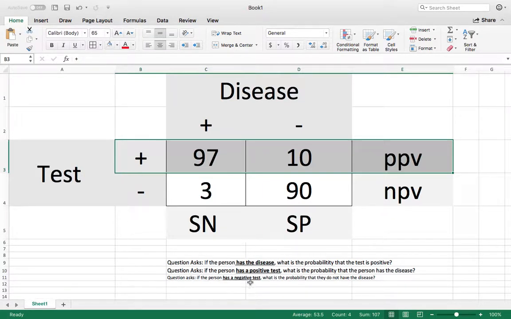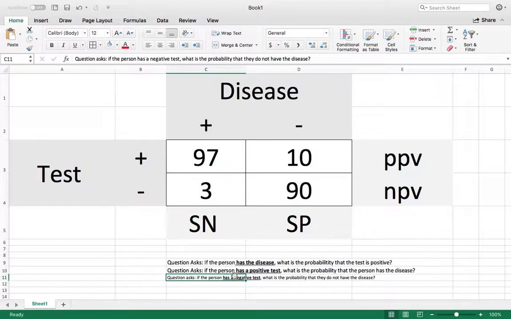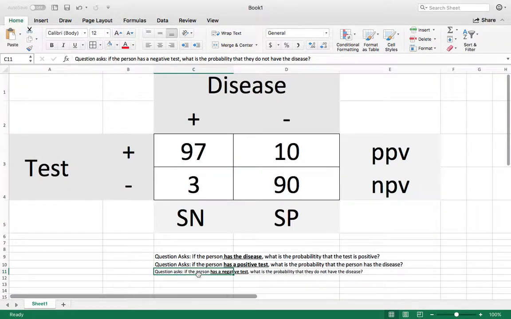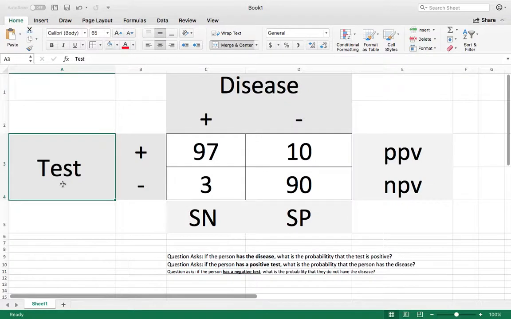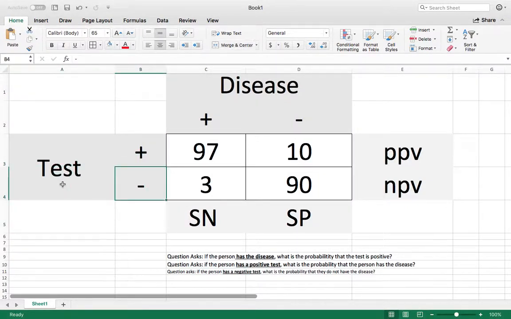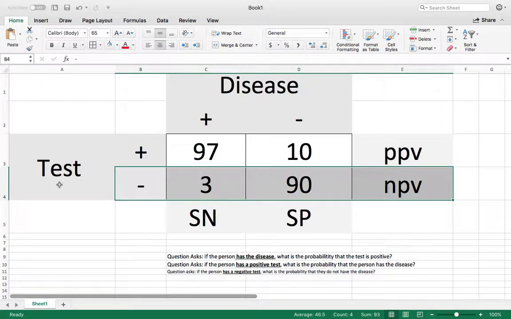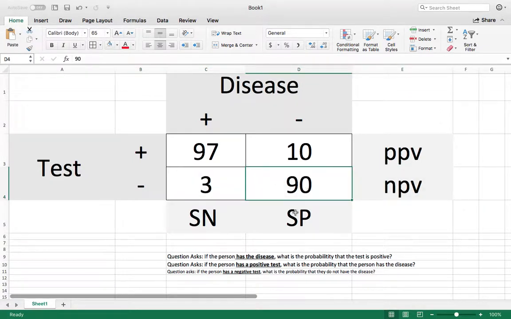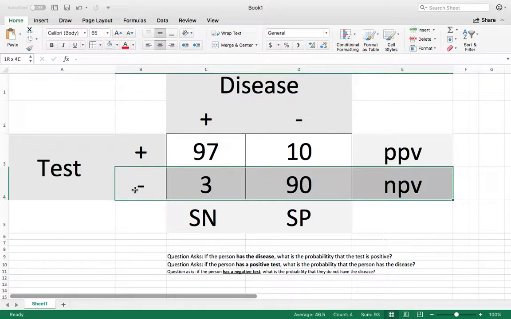So if the person has a negative test, okay, so we know we're starting with test because it says the person has a negative test. Start with test. This time instead of positive, we're going to negative test. So again, we started on the side, so we go across. The person has a negative test. That's right here. We're looking for this column, right? But we want negative predictive value. They have a negative test. What's the chance they do not have the disease? So we're looking for the true negatives.